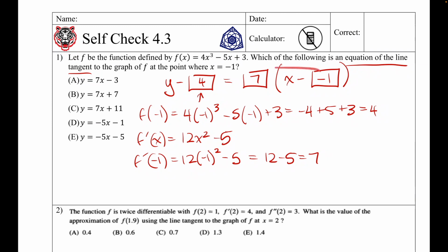I noticed that this is the right answer, but I don't see that anywhere over here, and that's because they didn't use point slope form, they used slope intercept form. So slope intercept form means that I need to distribute my 7 and add the 4 over to the other side. Let's see what I get. This double negative here is really a +1. So y is equal to 7x. When I distribute 7 into 1, I get +7, and then I add this 4 to the other side. So 7 plus 4 is 11, and I get my final answer of C.